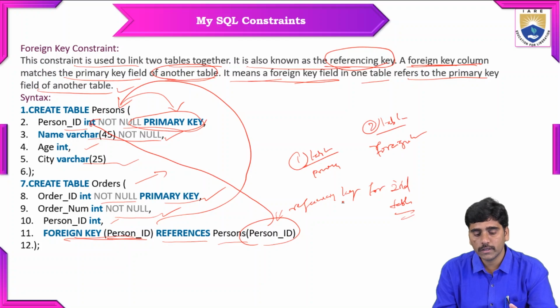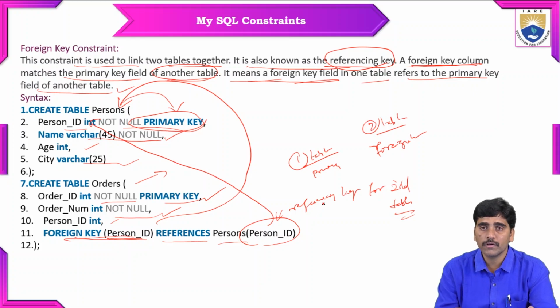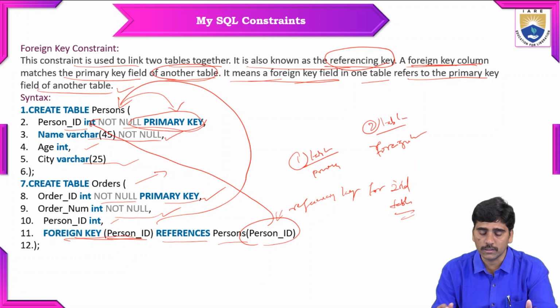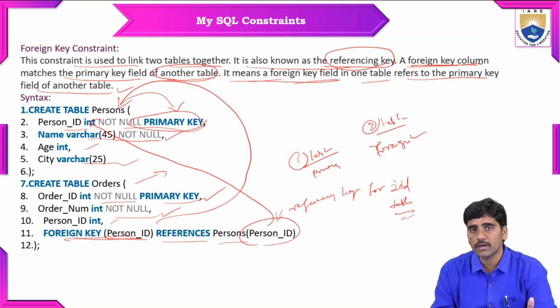So now it relates the two tables and links them, because the ID is provided as a referencing key for the second table. Now the values will be retrieved from the two tables by applying this constraint. So this is the way you can understand foreign key constraints.